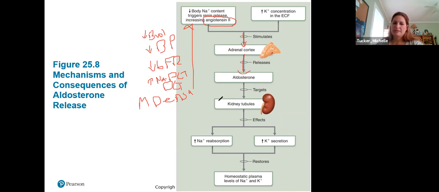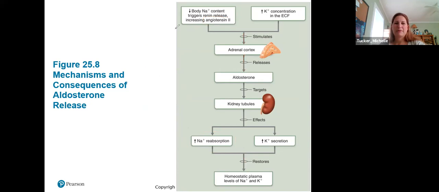Aldosterone stimulates the kidneys to increase sodium reabsorption. We're not going to talk about potassium secretion right now, and that will return the blood volume and then the blood pressure back to normal. Okay, so again, something you need to probably diagram out a few times on your own to remember its effects.